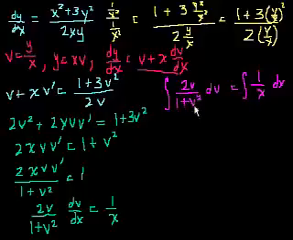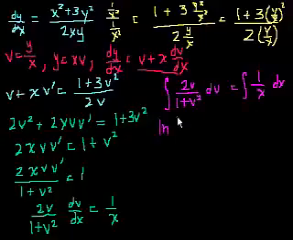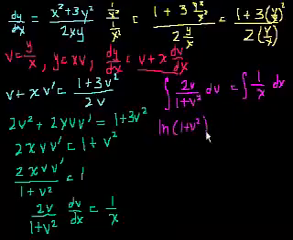You could say u is equal to 1 plus v squared, then du is equal to 2v dv, and then, well, you'd end up saying that the antiderivative is just the natural log of u, or in this case, the antiderivative of this is just the natural log of 1 plus v squared. We don't have to even write an absolute value there because that's always going to be a positive value. So the natural log of 1 plus v squared.